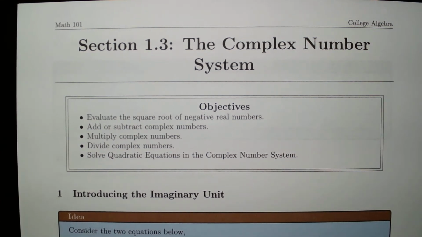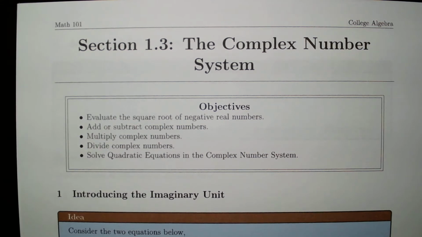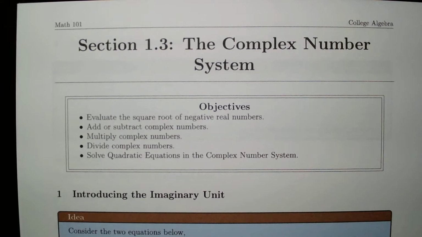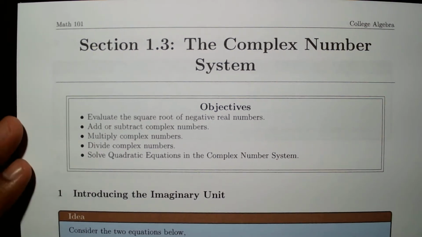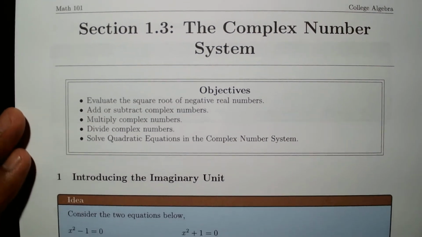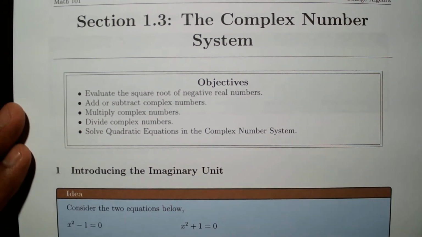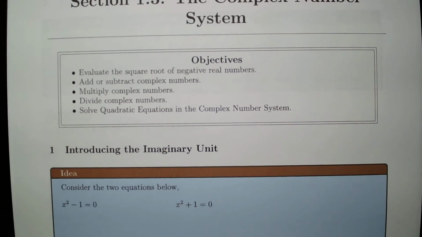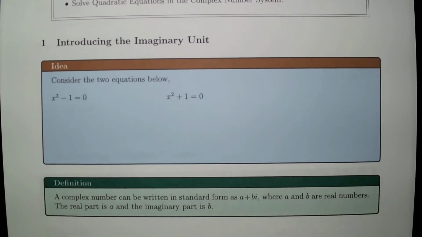Alright, so in this video we go over section 1.3, the complex number system. In this section we are going to go over a review of complex numbers and their operations such as adding, subtracting, multiplying, and dividing them. At the end of this section we're going to solve some quadratic equations that give rise to complex numbers as their solutions. Alright, so where is the imaginary unit coming from?